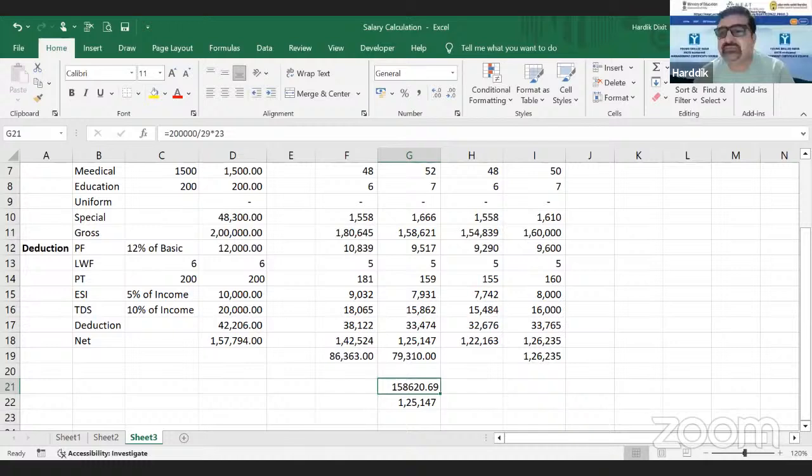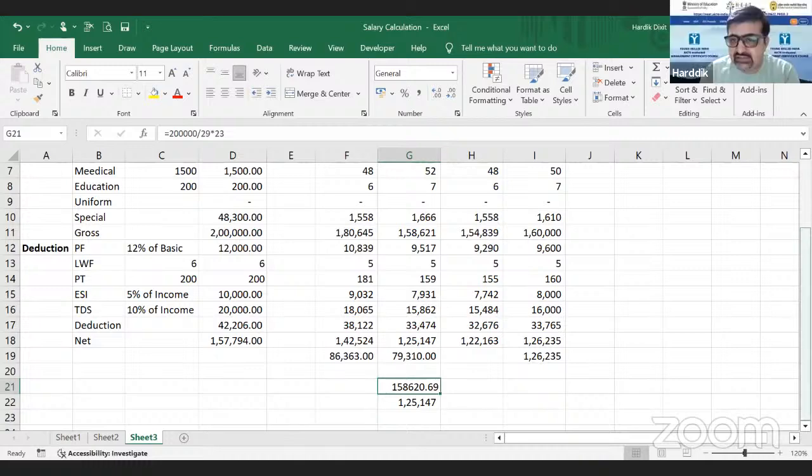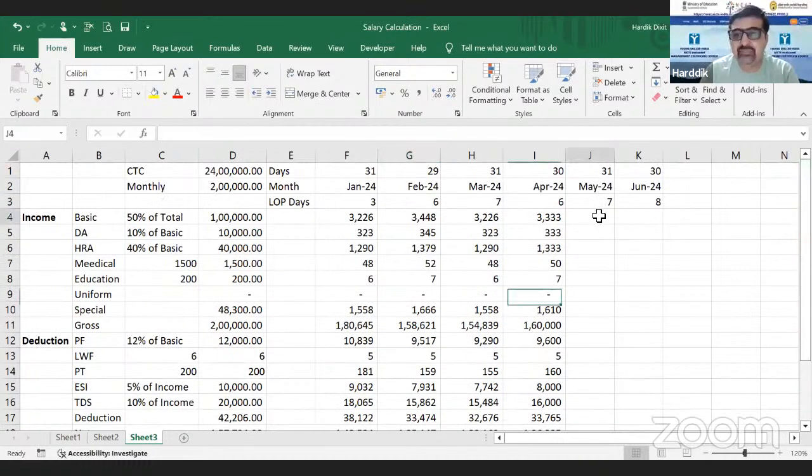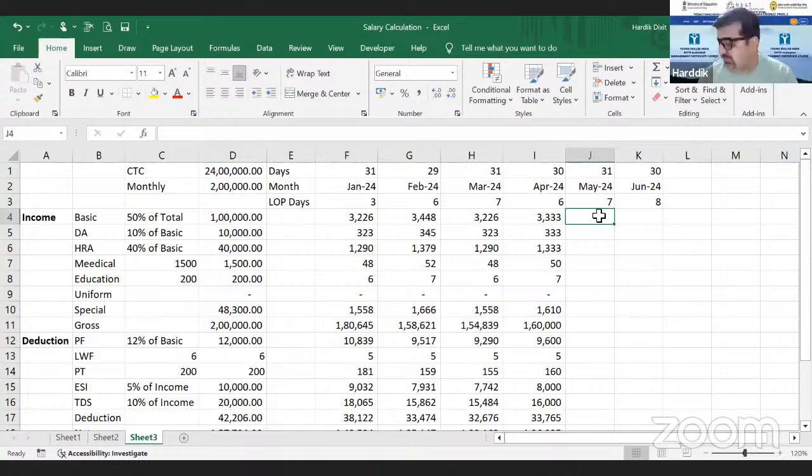Are you understanding or not? Yes or no? Yes, sir. If yes, then help me calculate for the month of May. Now all four must give the same answer. Okay, sir. All four must answer the same value.